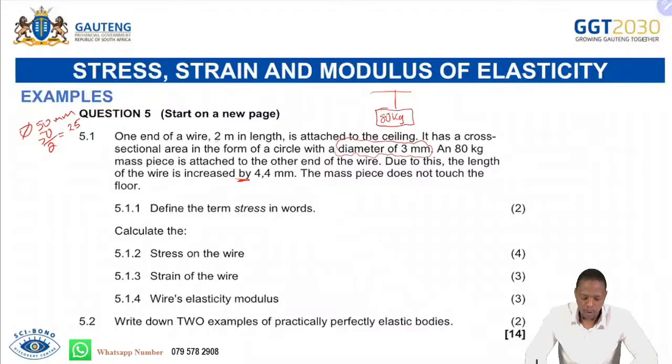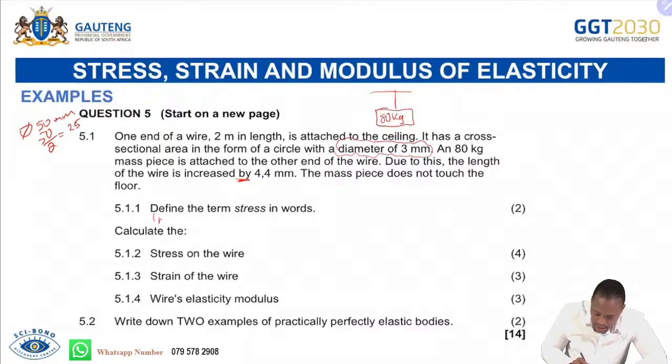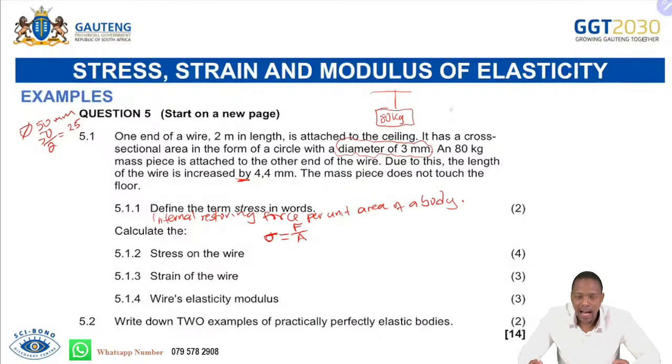Okay, question number 1 says, define the term stress in a wire. And what you say stress is in a wire, we say it is the internal restoring force per unit area of a wire. That means I need to calculate my area. Okay, so what do I do? I go on the side and I calculate my force.